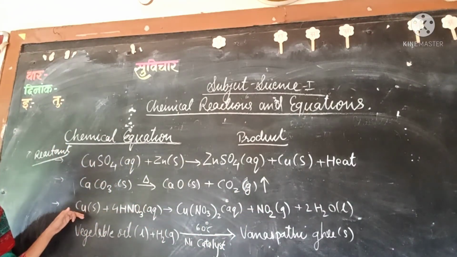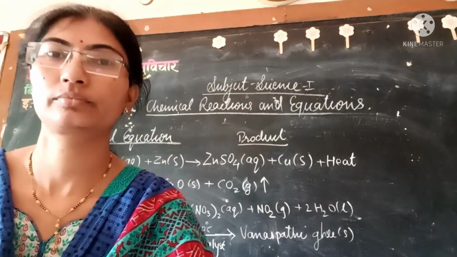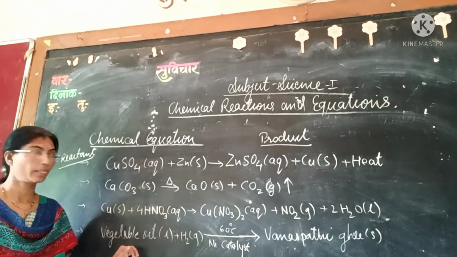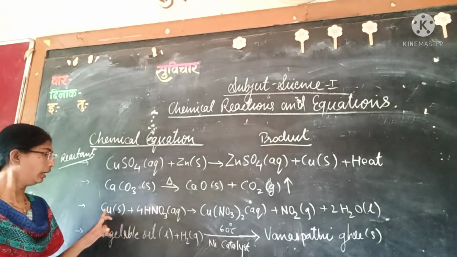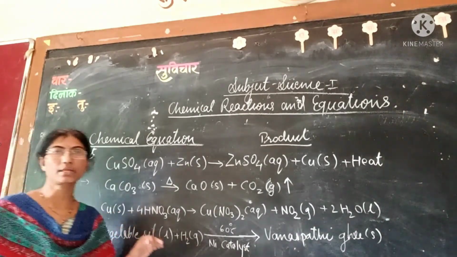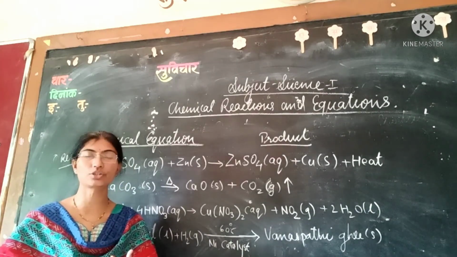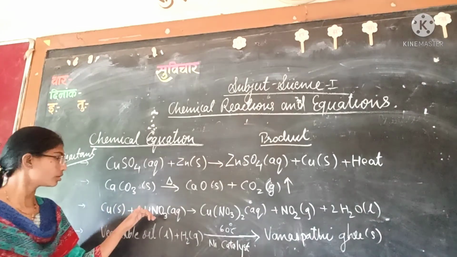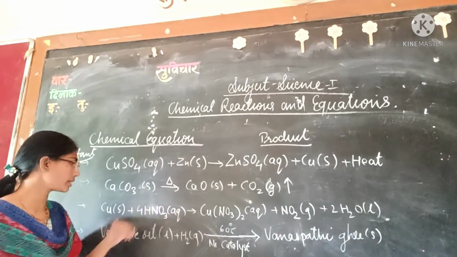Next, let's see one more chemical reaction. In this chemical reaction, sometimes the chemicals are dilute, sometimes the chemicals are concentrated. So additional information is there. For example, here nitric acid is used.